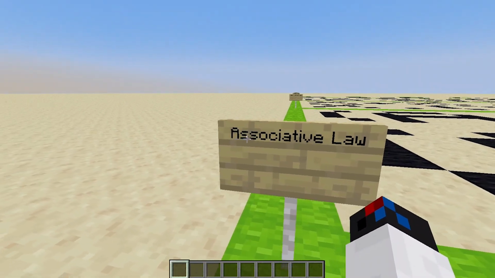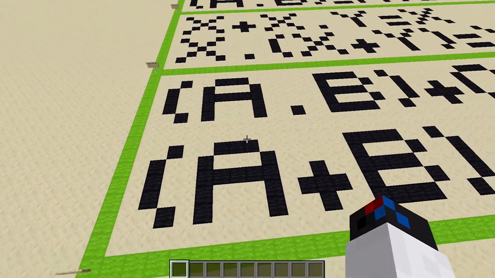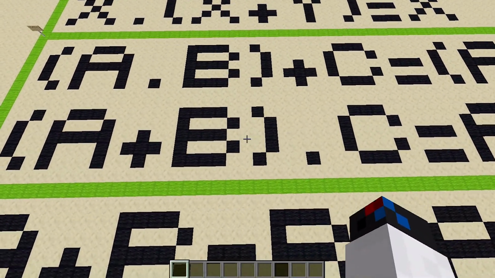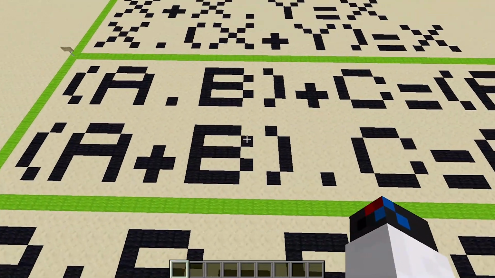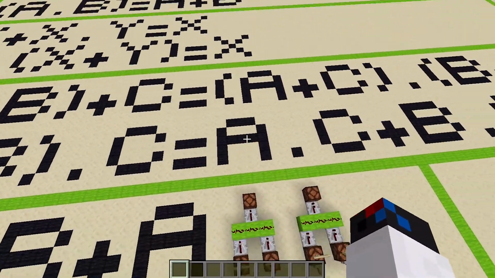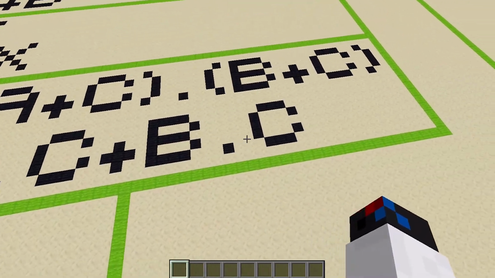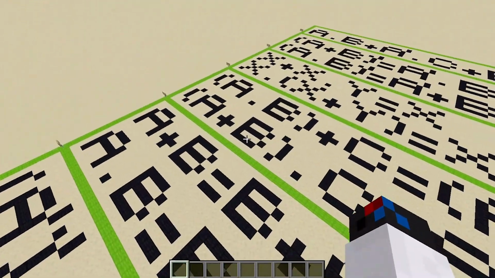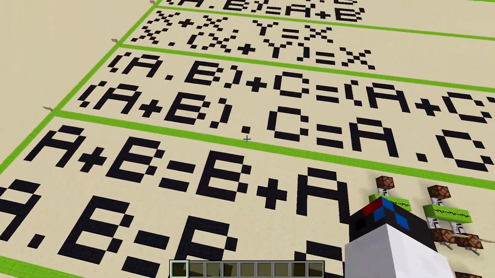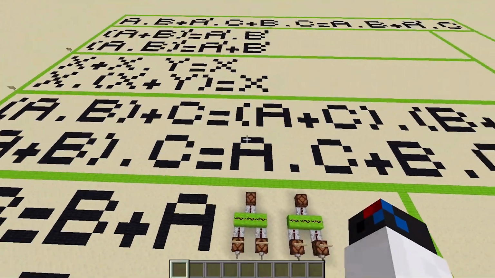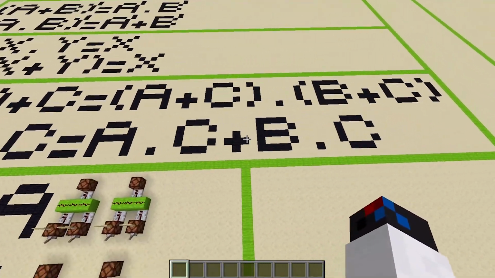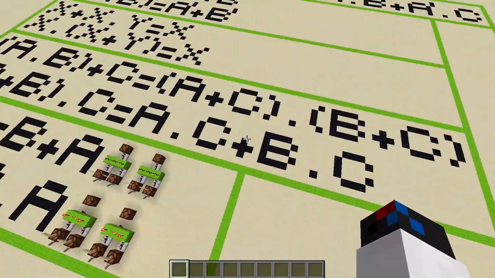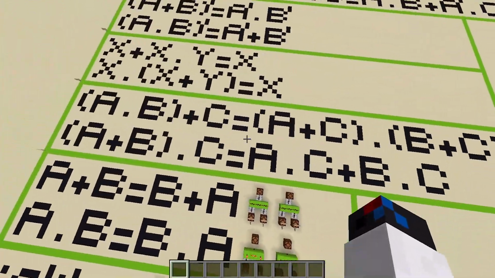Okay, next law, the associative law. Now the associative law is a bit confusing. The bottom one is a bit more like normal algebra. We have A plus B times C equal to A times C plus B times C. Or in this case, we have A or B, and the output of A or B ANDed with C will give us A and C or B and C. So this one is very similar to normal algebra, but the top one is not.